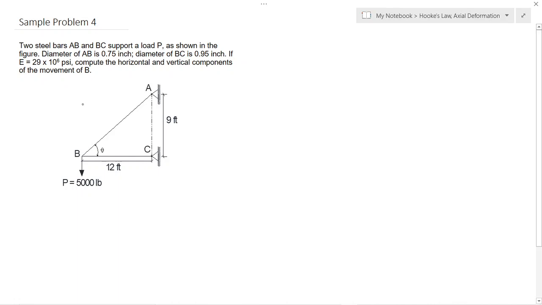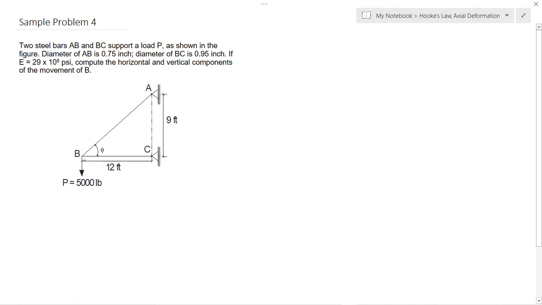Hello class, for our problem number 4, two steel bars AB and BC support a load P as shown in the figure. Diameter of AB is 0.75 inch. Diameter of BC is 0.95 inch. If the modulus of elasticity of the steel is 29 times 10 raised to 6 psi, compute the horizontal and vertical components of the movement of P.